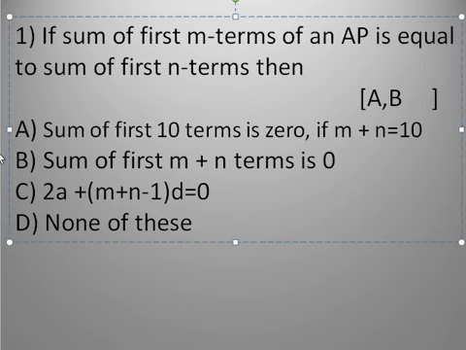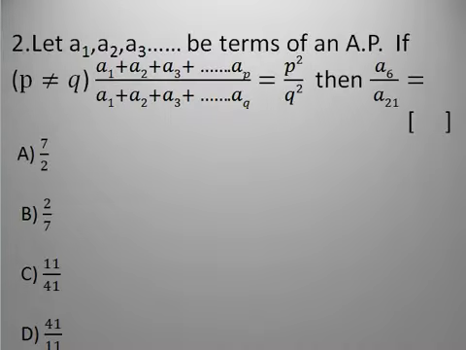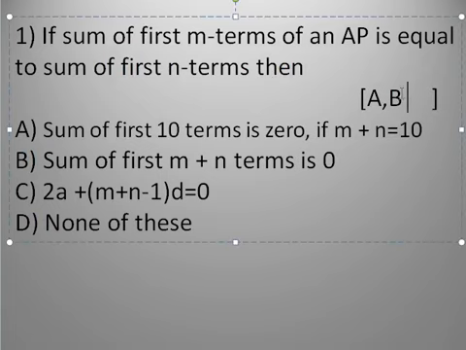Now obviously we got the answer as A, and none of these will not be an option. Now I'm taking this equation over here as equation 1, whatever you call that, and I'm going to divide this equation by m plus n on both sides. So this m plus n will go, and here we are left with 0 again. So 2a plus m plus n minus 1 into d is 0. That's what we have in option C. So option C is correct.